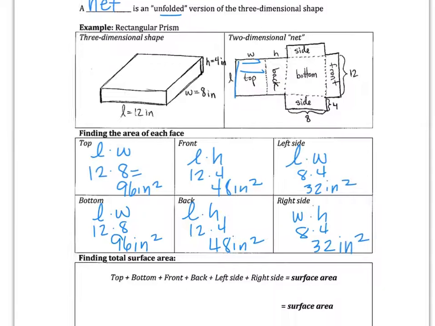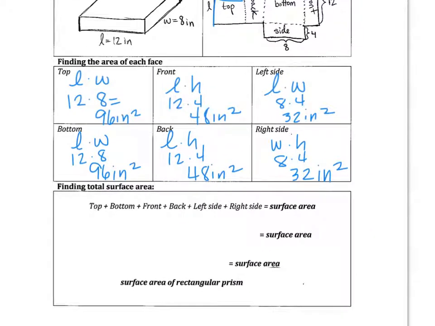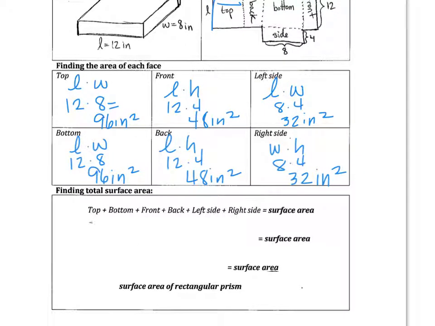So now we're going to add all those up. I have this already written out for us. This is all of the sides that equal the surface area. So let's plug in the answers that we already have. So the top is 96 plus the bottom is 96 plus the front. I'm just pulling from these numbers here. The front is 48, plus the back is 48, plus the left side is 32, plus the right side is 32.